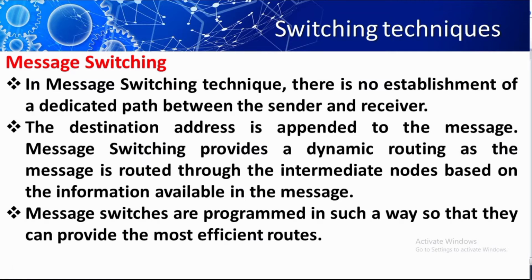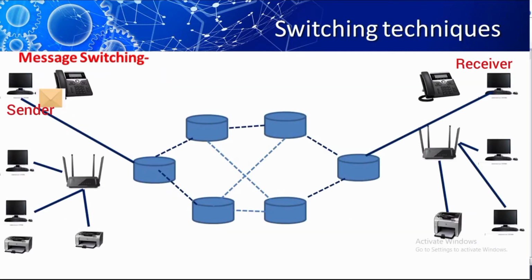Now we'll understand this concept by seeing one example. Here sender wants to send a message to the receiver. The message will transfer to intermediate node. The individual pieces of the big message are collected and stored here. Then it will decide the next node, whichever is available and shortest.